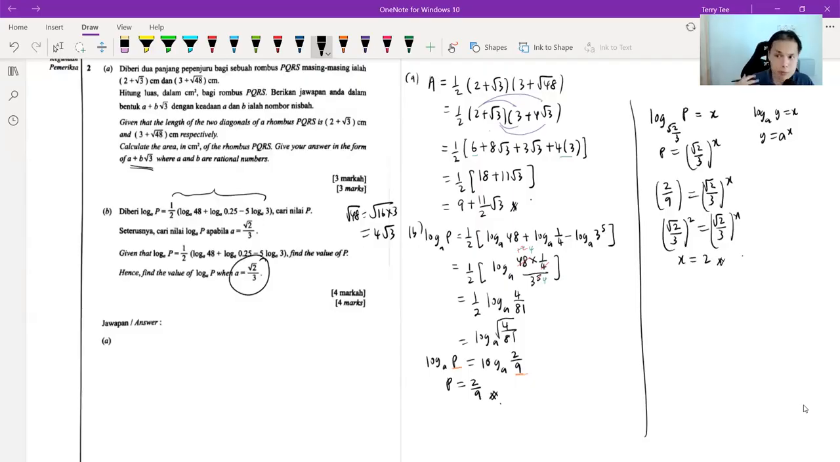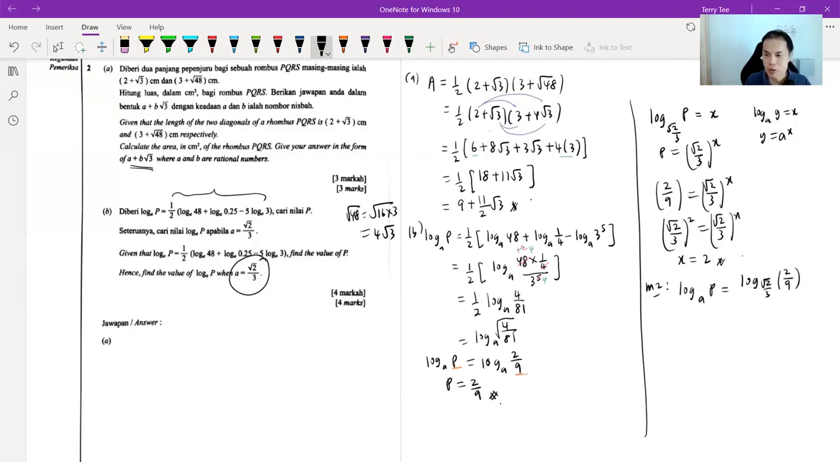Okay. So this is by changing it from logarithm form to index form. Now, alternately, some of you may want to change the base of logarithm. You can do that as well, right? Like for example, log root 2 over 3 of P. We are finding this value. Maybe I just write this as A first. I do it very slowly. Log root 2 over 3 of P. And my P is 2 over 9, right?